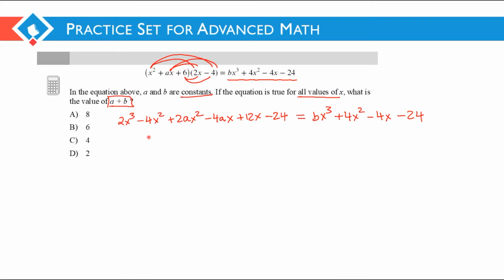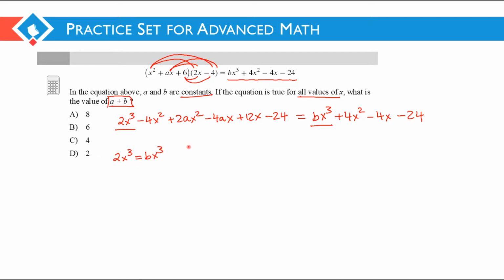One of the ways you could set these equations equal to each other is by saying, okay, I'm going to set the coefficients of the appropriate degrees equal to each other. So this 2x cubed right here is going to be equal to this bx cubed. So we can start with that. So 2x cubed must equal this bx cubed.